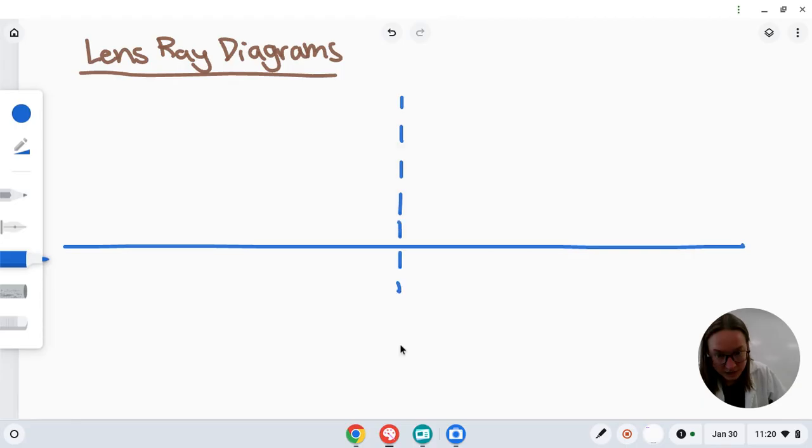I'm trying to use my ruler here and it's kind of working. We got medium level of functionality, people. That's not too bad. Okay. Pretend that's straight.